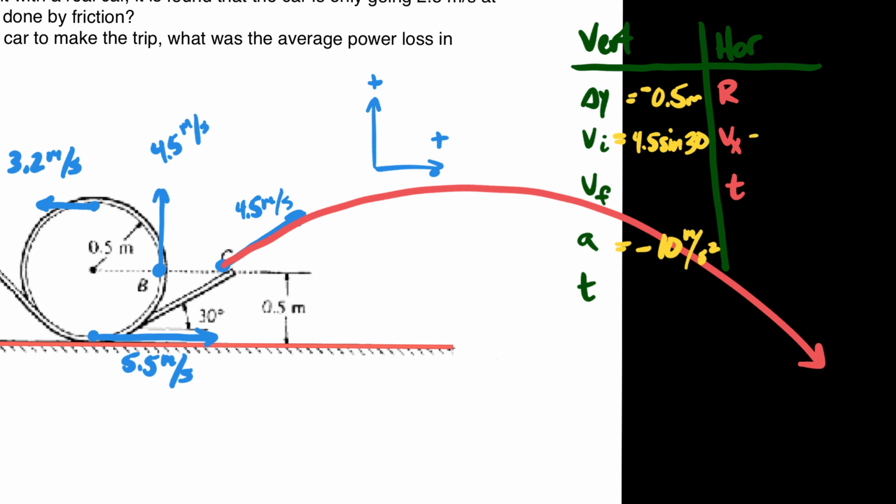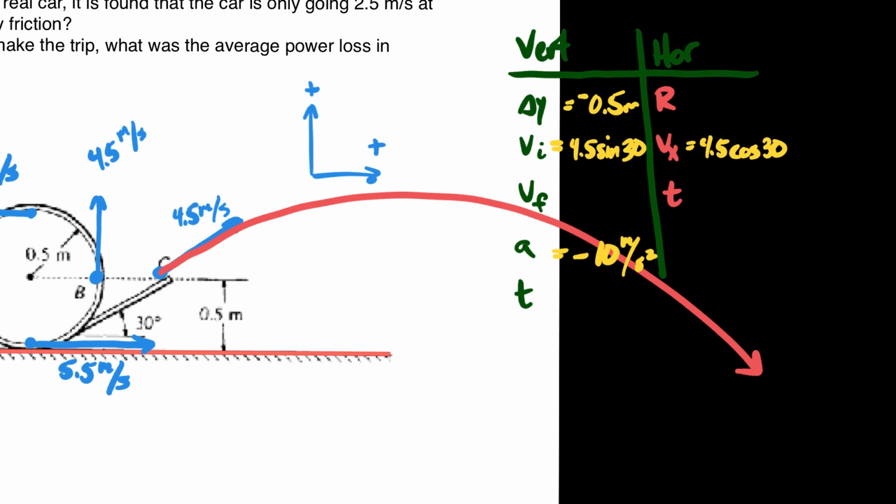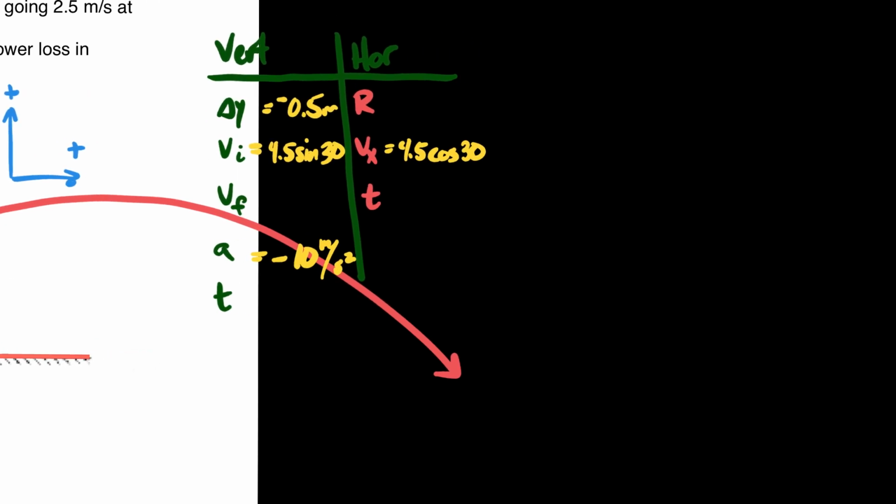And Vx is going to be 4.5 cosine 30. We have to find the time here. Plug it in over there. Now, I'd love to say you guys can do that. I know that that's a struggle bus for some of you. So delta y equals 1/2 a t squared plus v y initial times t.